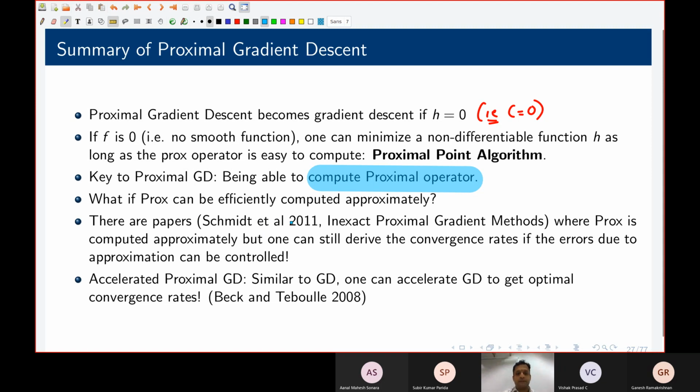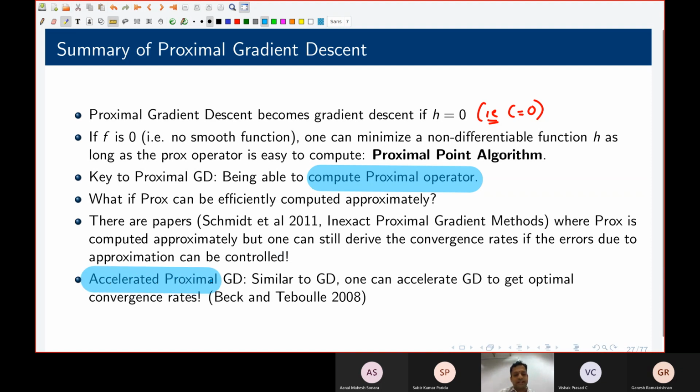What if prox can be efficiently computed only approximately? There are papers where prox is approximately computed, but one can still derive the convergence rates. So let's say I computed it approximately using subgradient descent. There are some analyses that have dealt with it, but it's still a very open area.